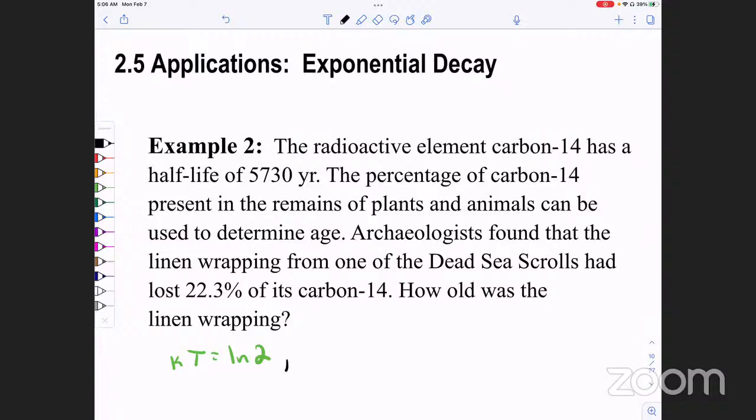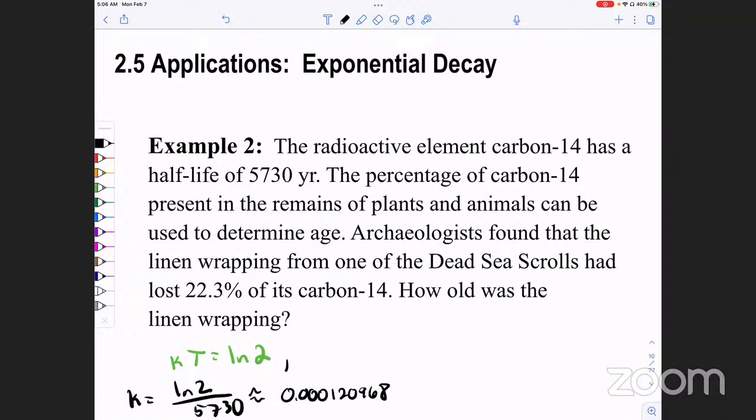5730, right? So then that means our decay rate is going to be equal to the natural log of 2 over 5730. I might need some more space. Natural log of 2 divided by 5730 is approximately 0.0001200968. We're just going to use that.